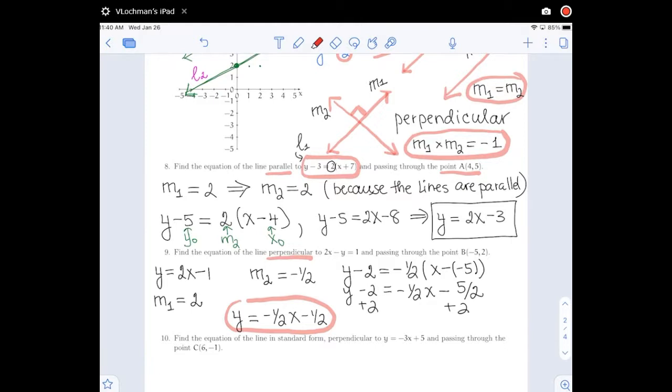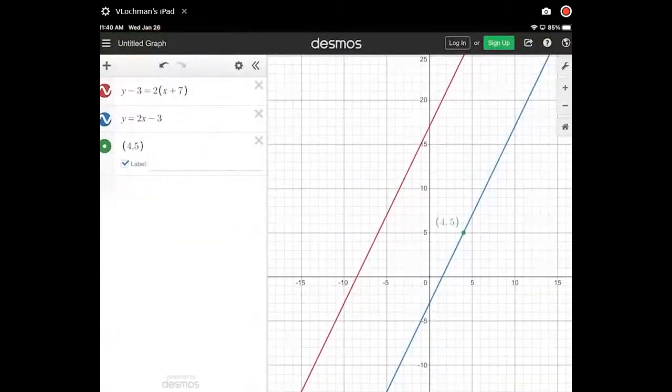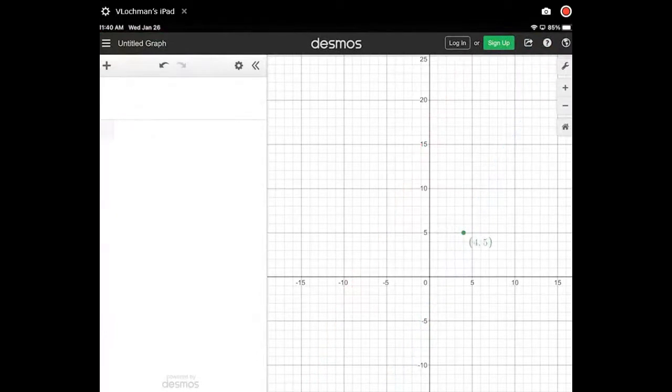All right. So I have a line that's going down. And the y-intercept is at negative 1/2. Of course, you can check with Desmos to see if that is true. Let's go ahead and do that real quick. You go back to Desmos. I'm going to delete these graphs right here.